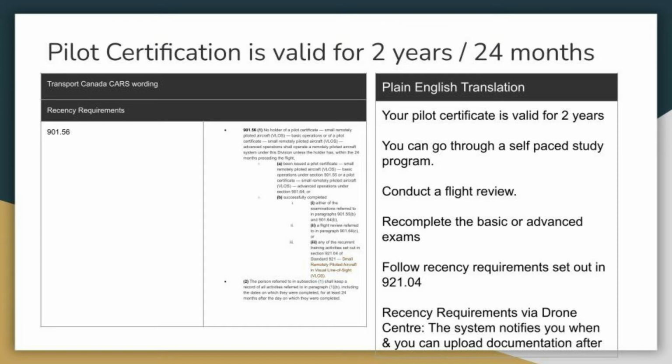So, yes, you can come back to us in roughly 24 months, 2 years, or you can do one of several things that Transport Canada advises. You can go through a self-paced study program, conduct a flight review, recomplete your basic or advanced exams, follow recency requirements set out in 921.04, or recency requirements via Drone Center. One of the great things with Drone Center is it advises you when your recency requirements are coming up in 2 years. It notifies you, and you can upload that documentation once you have successfully passed either a flight review or a self-paced study guide.